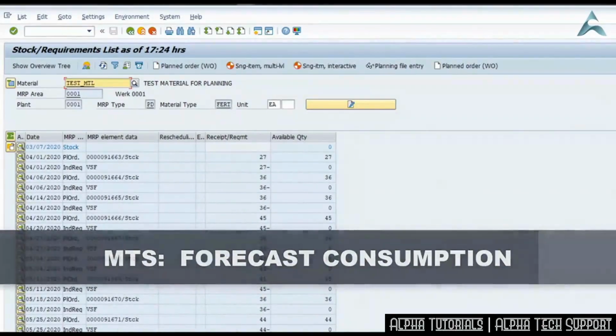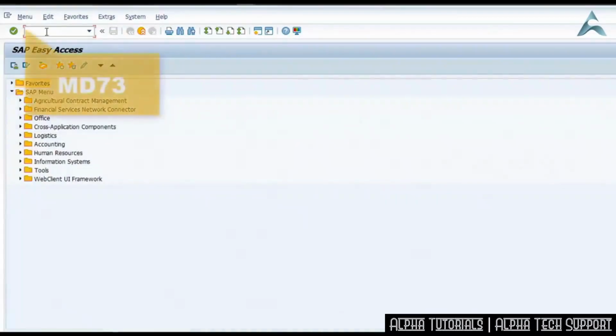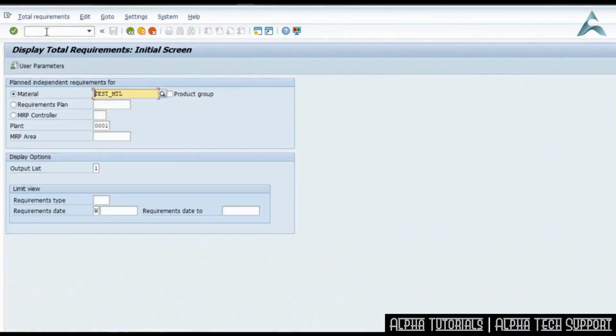Now I want to demonstrate what happens to the forecast when a customer order arrives. And to do that, I'm going to show you MD73, which will display the total requirements, the total planned independent requirements with any customer orders that are entered to consume them.